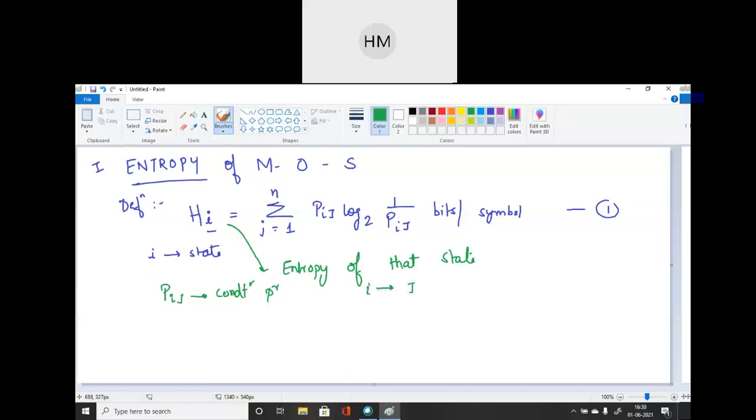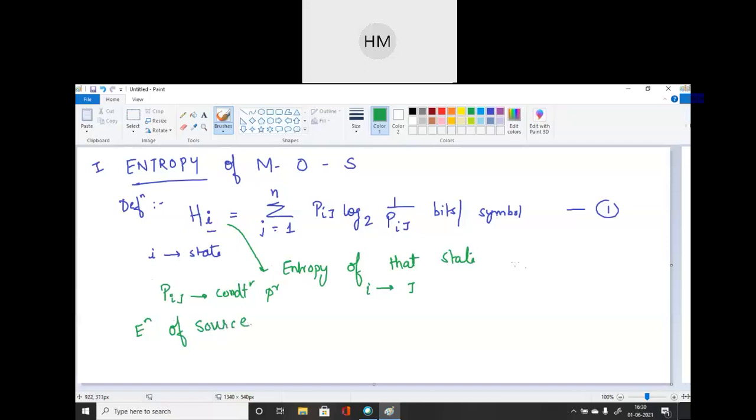In the previous example, we have seen that there were 3 states. It can have 2 states, it can have 4 states. So depending on that, it will change. So from one state to another state, it indicates a change in the state of the source from i to j. Clear? So this is my entropy of state. Clear? Now write down, students, entropy of source.